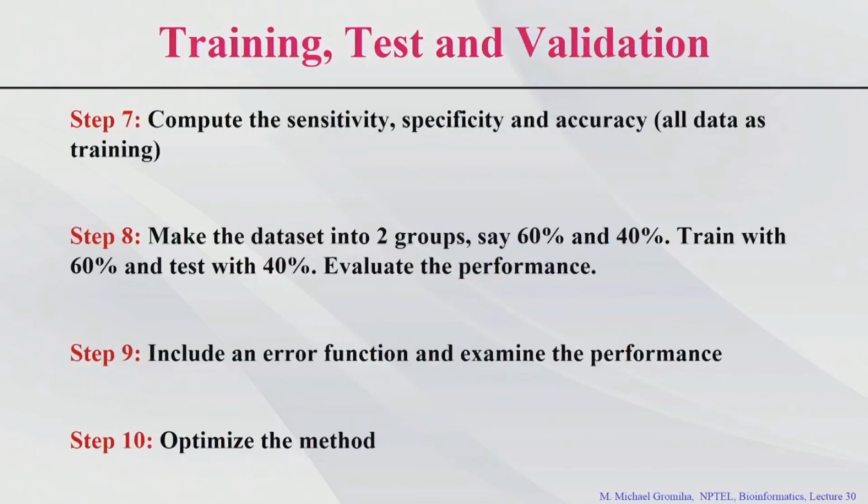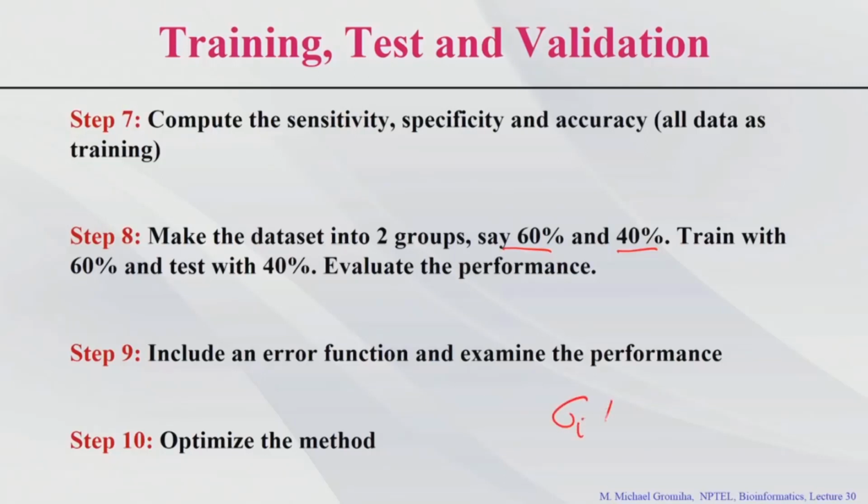Here we used 8 data. Likewise, you can use all the data as training and evaluate the performance using the training data. Then you can make it into 2 groups. First, 60% we use to get the composition for the TMH and the TMS. Then the remaining 40% we use to test. Each protein in this 40% you can test and see whether it is correctly identified as TMS or TMH, and then you can evaluate the performance.